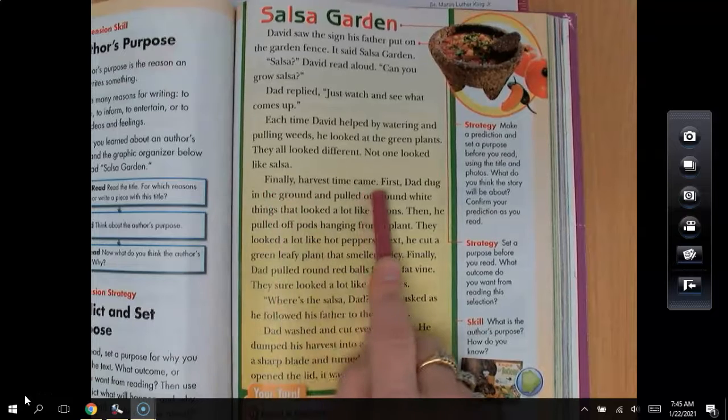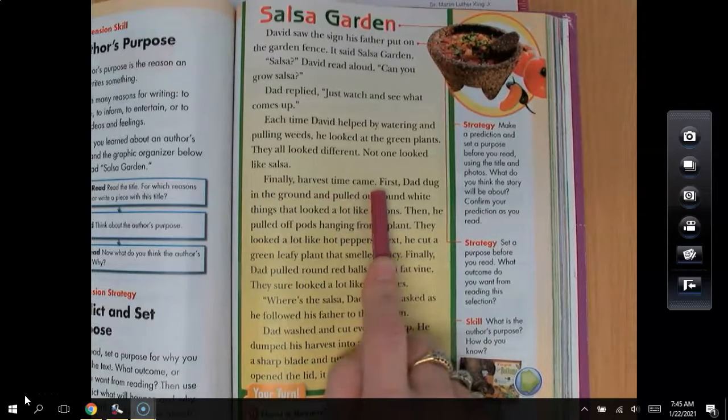Finally, harvest time came. What is harvest time? Do you know what that is? If we're talking about gardening and you're unsure about what harvest time is, what do you think harvest time is? Well, if you don't know, keep reading and let's figure out if we can figure out the answer.